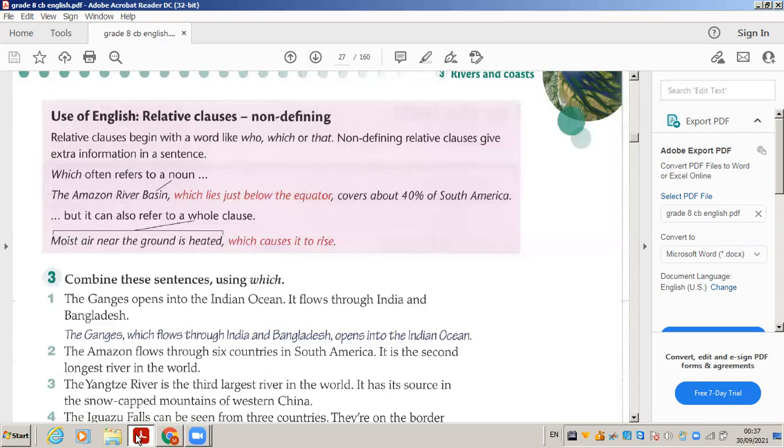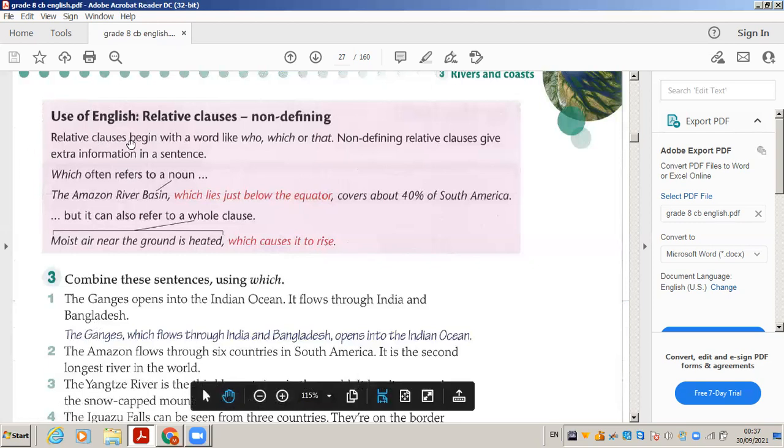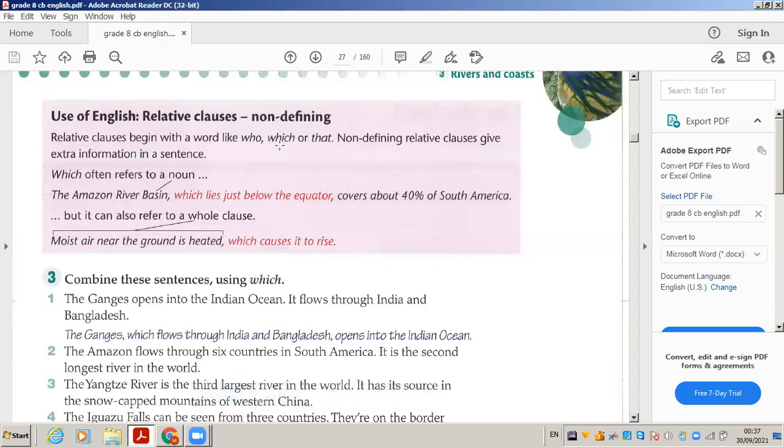So what about relative clauses? Non-defining relative clauses. Relative clauses are clauses that begin with a word like who for people and which or that for things. Non-defining relative clauses give extra, unimportant information, so it can be dropped out of the sentence.